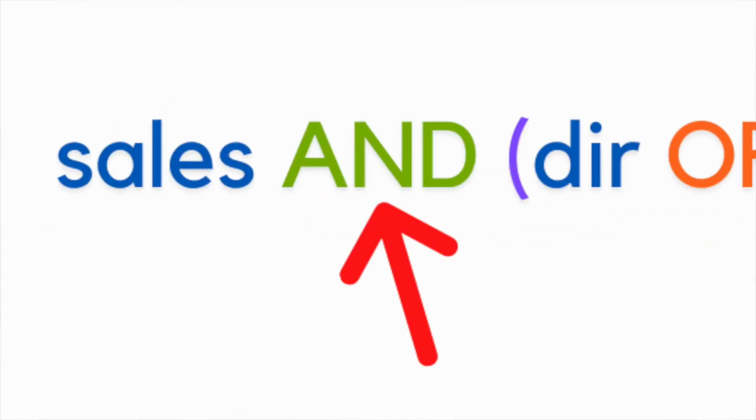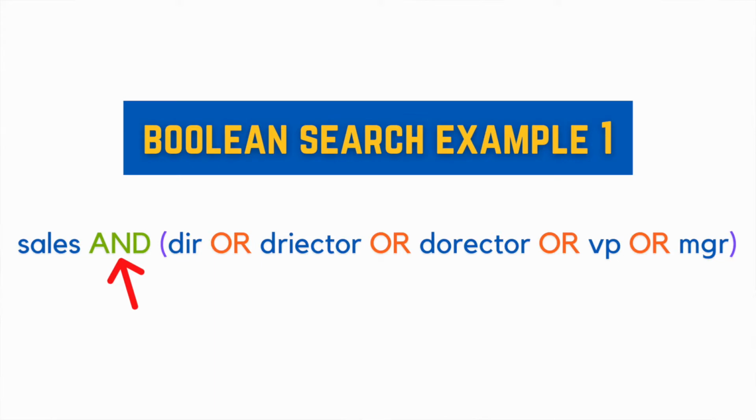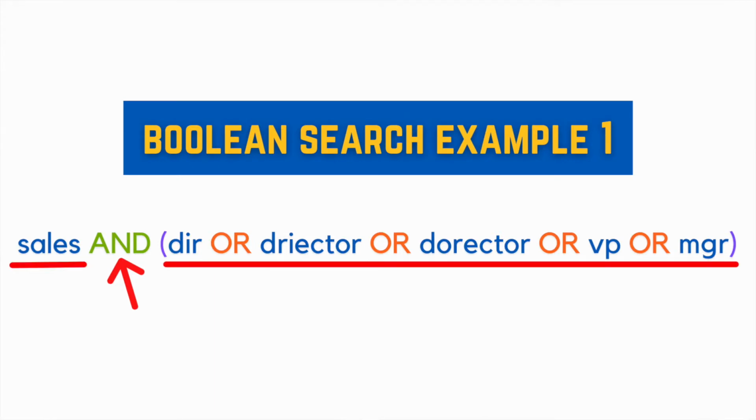Now, the first Boolean operator is the word AND. You'll notice it's capitalized, and all Boolean operators on LinkedIn must be capitalized for LinkedIn to recognize it as a Boolean operator. Now, AND means here that the person's job title has to have the word sales and at least one of these other words in it.